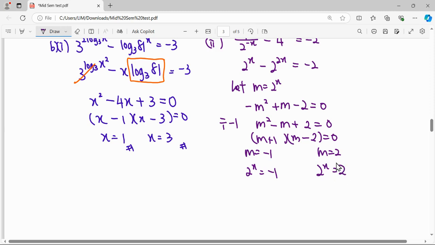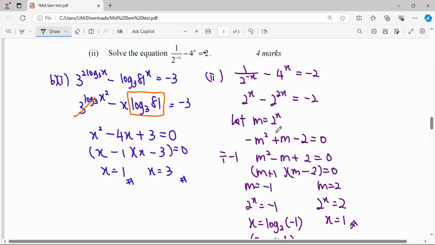So obviously here we can compare its power, so x is equals to 1. And here, when we want to find the x, we log the 2 to the right hand side for this negative 1. Here it gives us invalid because log cannot bring any negative value. So therefore, we only have one answer as x equals to 1.